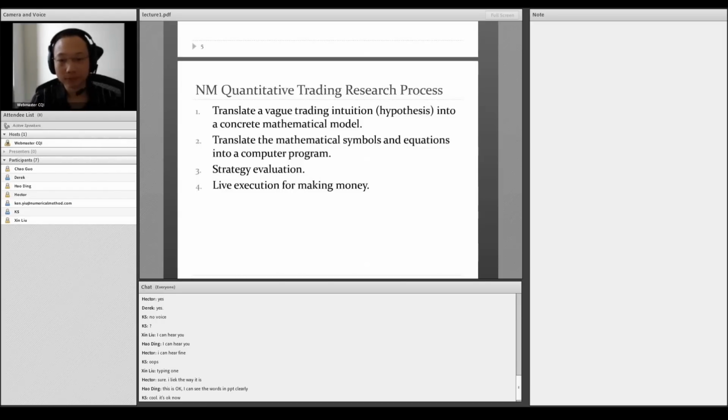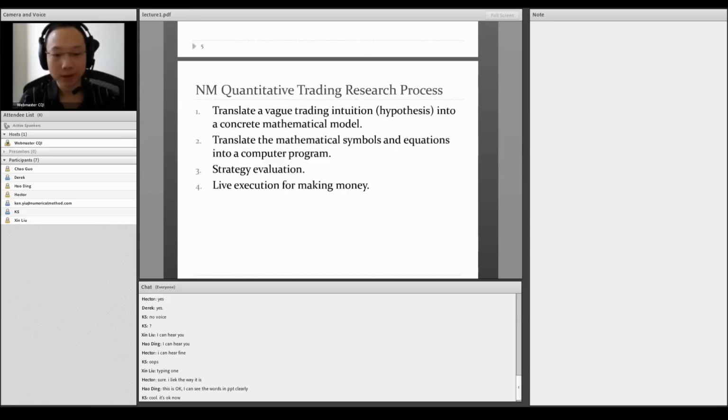The second step, after you have the mathematical models and equations, is to translate them into computer programs. It serves two purposes. Number one, not every model can be analyzed analytically. Sometimes you have to resort to simulation, and if you need to do simulation, you need a computer program. Second of all, the computer program can be used for live execution. When you start trading, you implement the model in a computer program, and the system executes the trading strategies automatically for you.